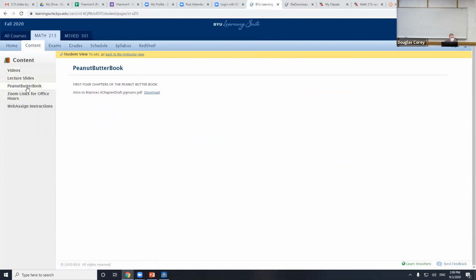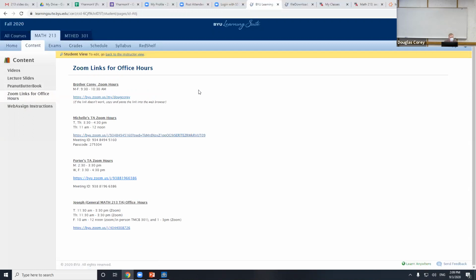The peanut butter book, it's right there. I did fix the problems on the last page, and I put page numbers on. And the Zoom link. This is one place to find where all of the office hours are for the TAs for this class, and my office hours and the Zoom links. So I put that all in one spot. Okay, any questions about anything like running the course?